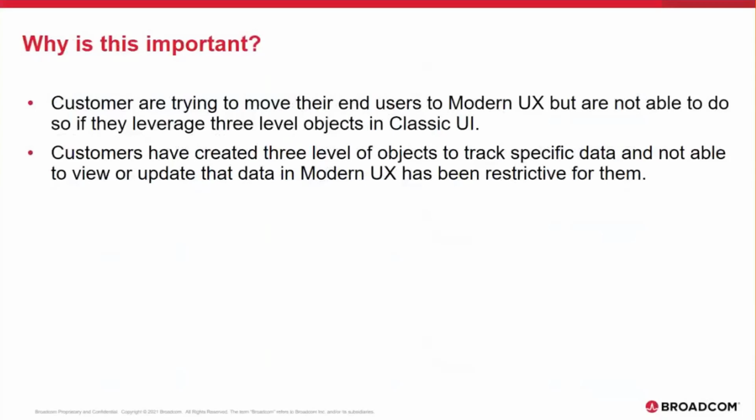This is important because we have several of our customers that have created 3 levels of sub-objects, essentially to track specific type of information. Up till now, in the past releases of Clarity, we only supported the top 2 levels, but the third level was not available in the modern UX, and that was a limitation for several of our customers. So starting 15.9.1, we now have made it possible to view, edit, modify the data for the third level sub-object.